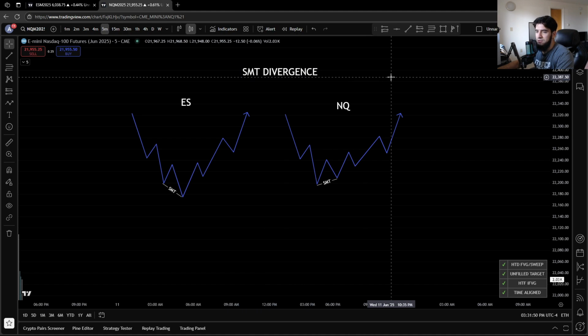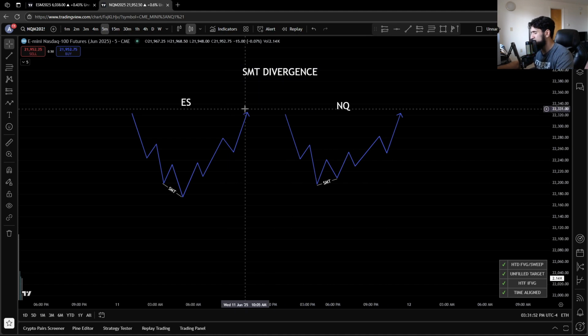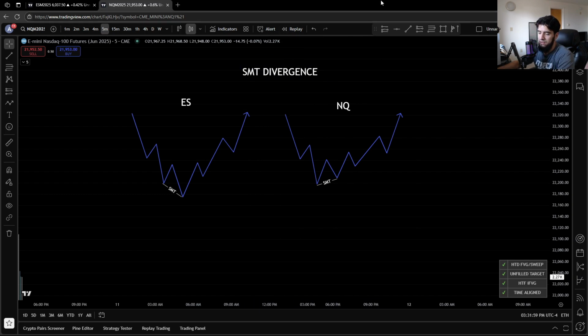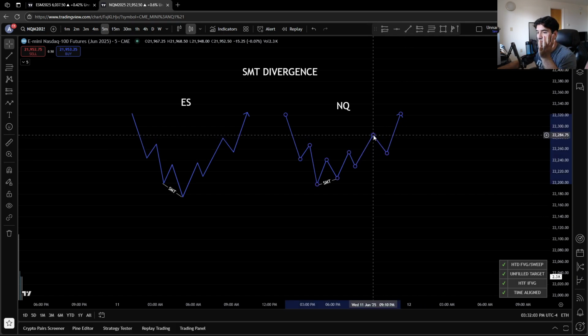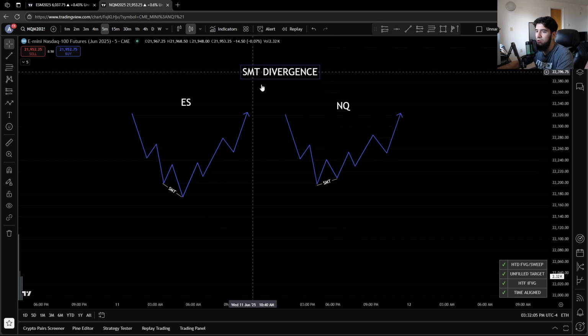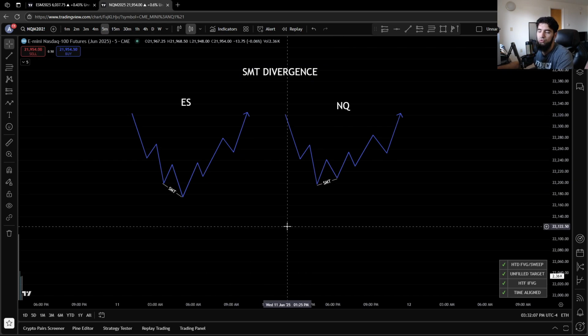So, what is SMT divergence, right? There's different names for it. There's smart money techniques, smart money traps, smart money trading. You know, there's a lot of different names. Again, ICT just loves putting different labels on different things and making them sound smarter and stuff like that, right? But all it is pretty much is a divergence in correlating assets, right?